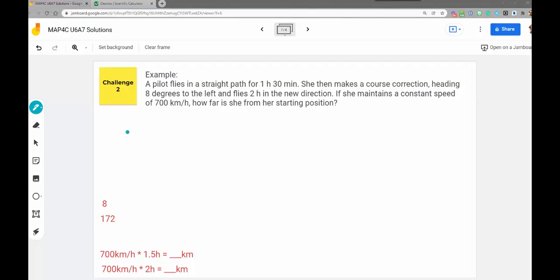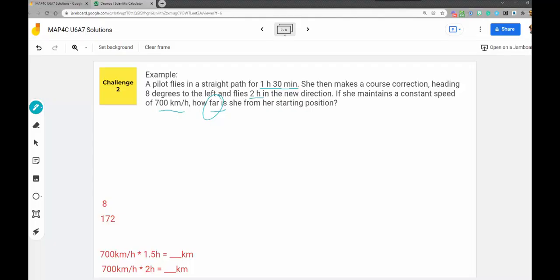Okay, here's another challenge one for you. So this person's flying at 700 kilometers an hour. For part of it, she flies for an hour and a half, and then she flies somewhere else for 2 hours, okay? So she's flying along, turns a little bit to the left, and then flies for another 2 hours. So let's work things out piece by piece here. Because we're looking for distances, not final speed, and in fact your speed doesn't change.